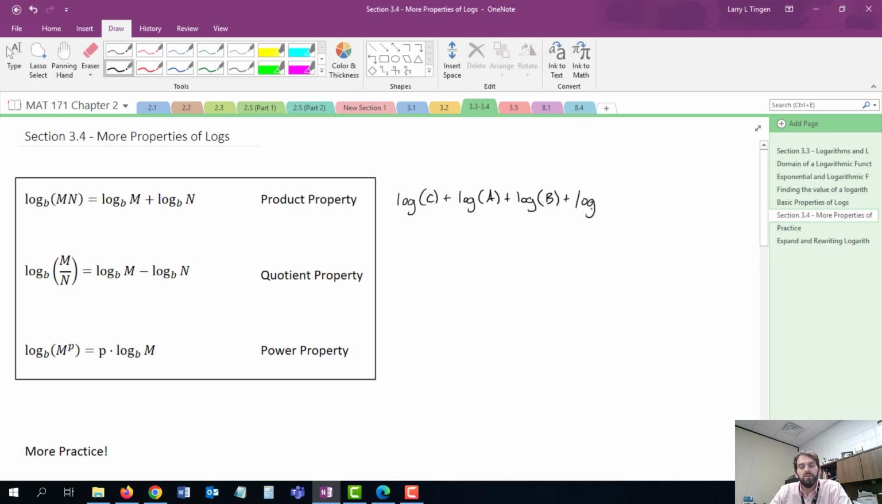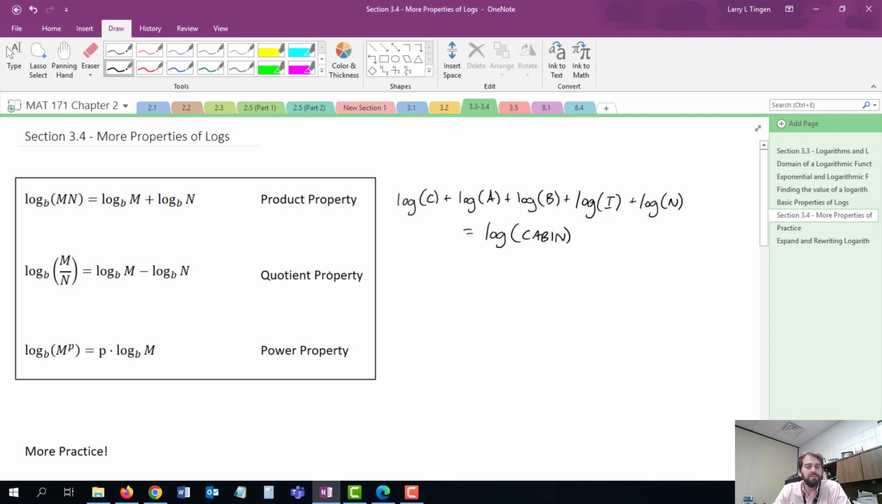If I have log of C plus log of A plus log of B plus log of I plus log of N, I have log cabin. Plus on the outside means multiply on the inside, and likewise, division on the inside means subtraction on the outside.